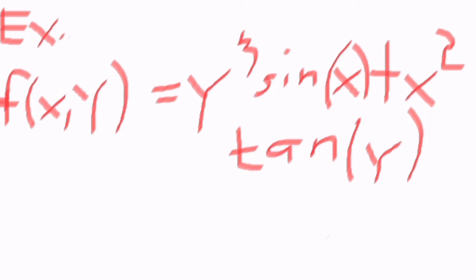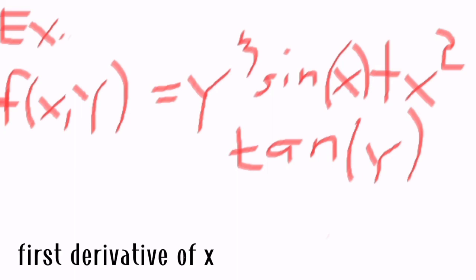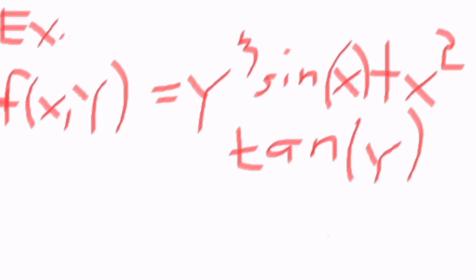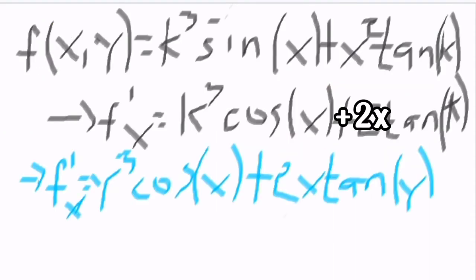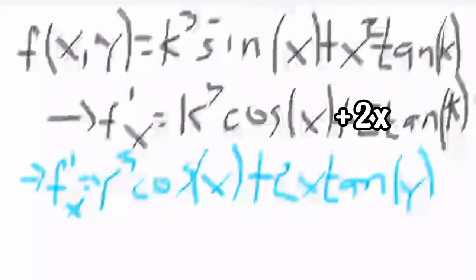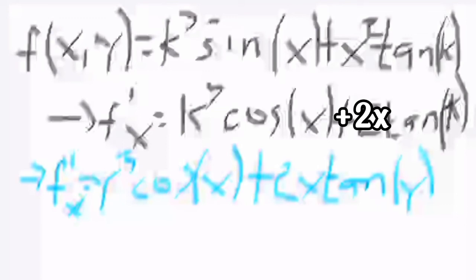So we have an example, f of x and y is equal to y cubed sine x plus x squared tan y. So it has x and y all over the place. So let us try the letter change trick with respect to x. We can change y to k. So we have f of x and y is equal to k cubed sine x plus x squared tan k. So we have the derivative with respect to x is equal to k cubed cos x plus 2x tan k. But remember to turn it back again.